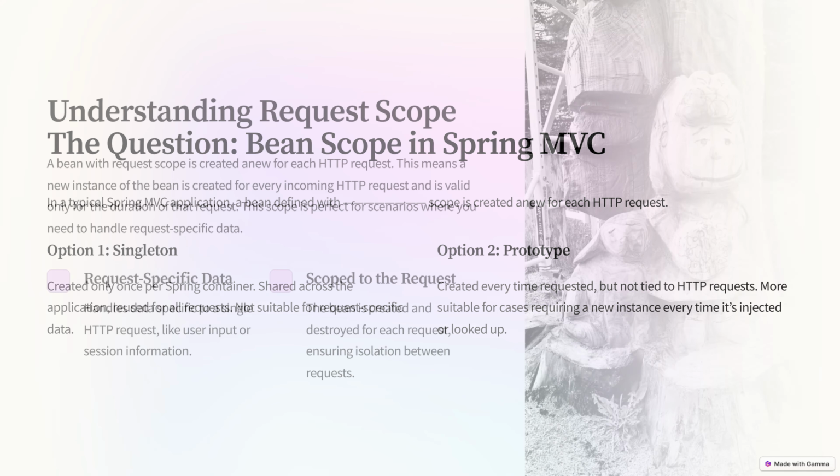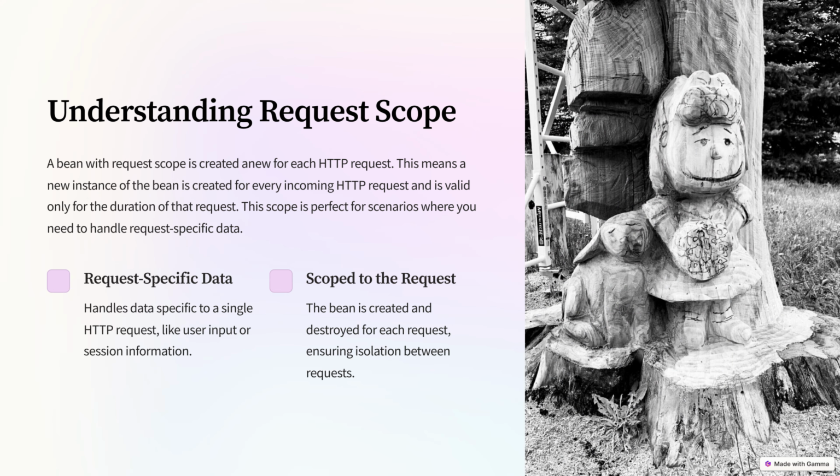Now, let's talk about the request scope. This is where things get interesting. A bean with request scope is created anew for each HTTP request. This means a new instance of the bean is created for every incoming HTTP request, and it's valid only for the duration of that request. This scope is perfect for handling request-specific data, like user input or temporary processing information. It ensures complete isolation between requests, making it ideal for our scenario.